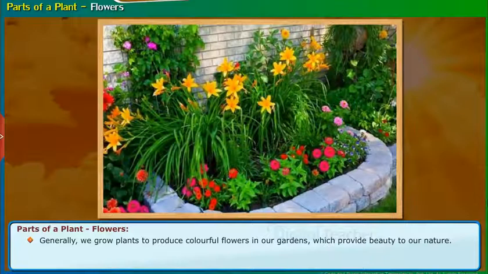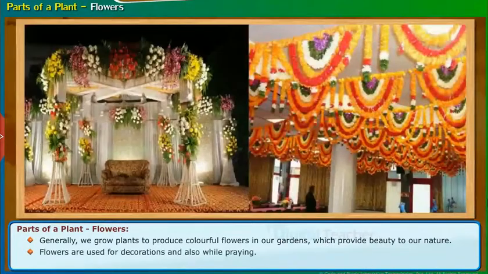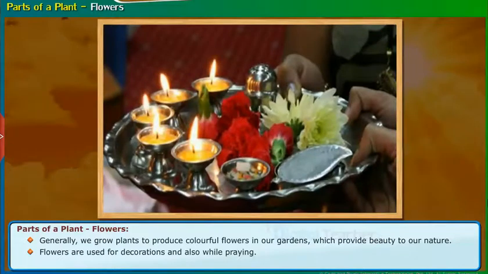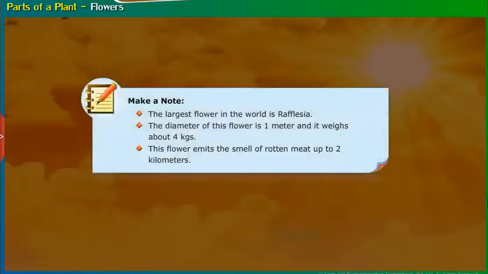Generally, we grow plants to produce colorful flowers in our gardens, which provide beauty to our nature. Flowers are used for decorations and also while praying. Make a note. The largest flower in the world is Rafflesia. The diameter of this flower is 1 meter and it weighs about 4 kgs. This flower emits the smell of rotten meat up to 2 kilometers.